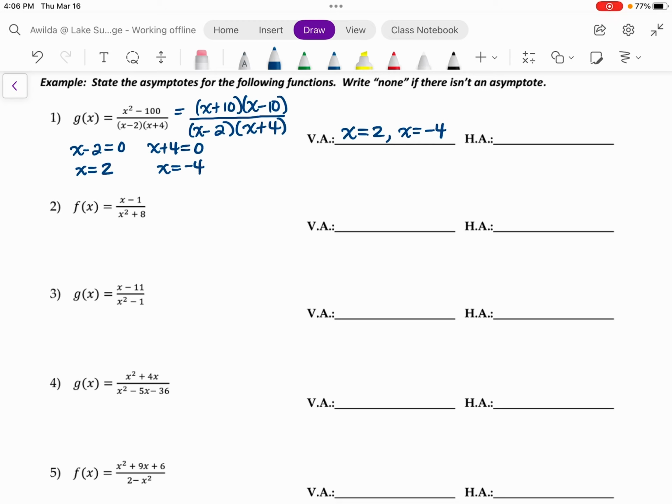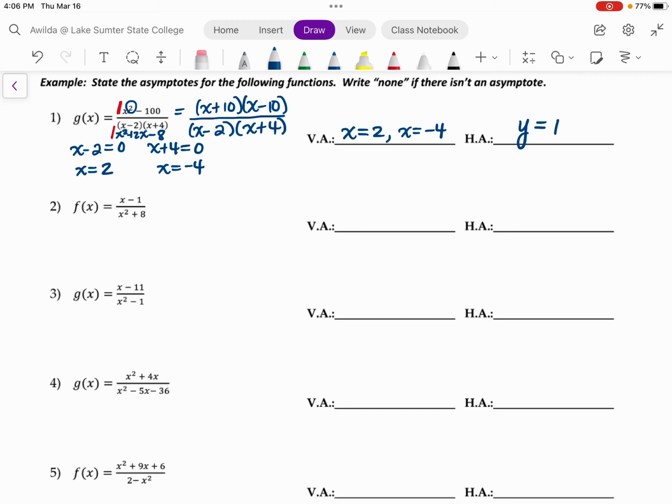Now, for the horizontal asymptote, we see that the degree of the numerator is 2. And after multiplying the denominator out, we see that the degree of the denominator would also be 2. In fact, the denominator can be written as x squared plus 2x minus 8. The leading coefficient of the numerator is an implied 1, and the leading coefficient of the denominator is also an implied 1. So we do have a horizontal asymptote at the line y equals 1 over 1, which is just y equals 1.